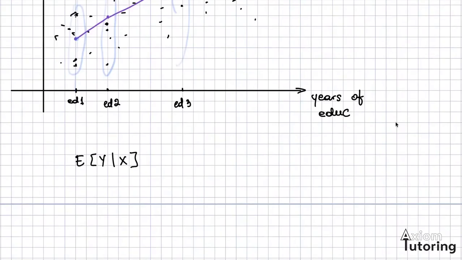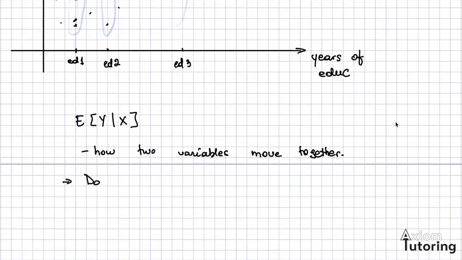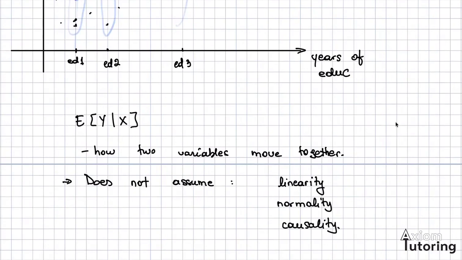It's not about individuals. The CEF is the simplest possible way to describe how two variables move together. Okay? So it does not really assume, and this is very important to remember, it does not assume linearity. It does not assume normality or causality. It just summarizes how the world looks on average.